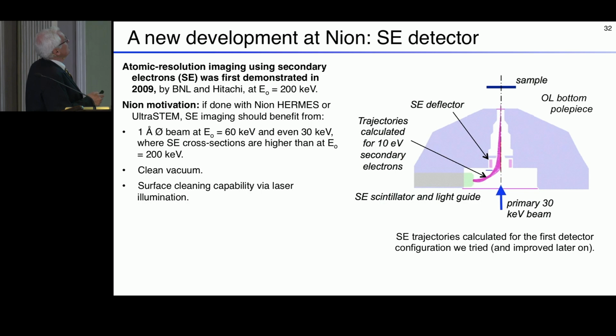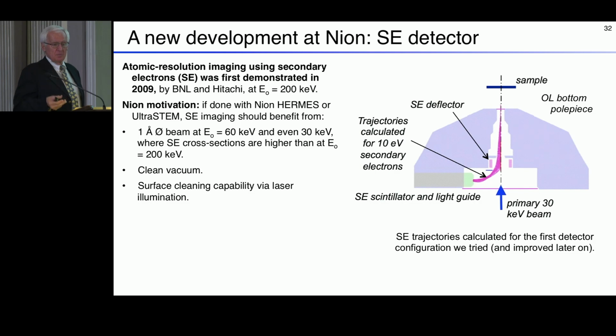I want to spend a little bit of time talking about what we can do for the surface signal, which we image with secondary electrons. It has been done before in a 200 kV microscope. We bring the advantages of being able to produce a 1 angstrom beam at 60 or even 30 kV. We have clean vacuum, ultra high vacuum. That's important to be able to probe the surfaces rather than look at contamination. And if we bring in the sample dirty, we can clean it with the lasers that we bring in.